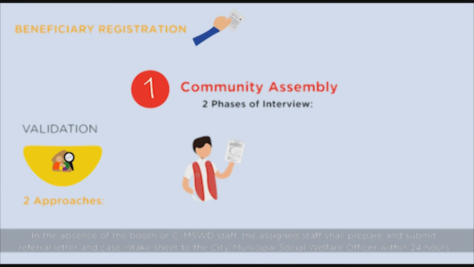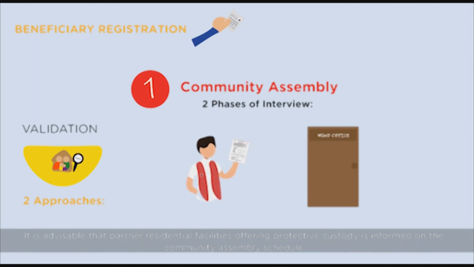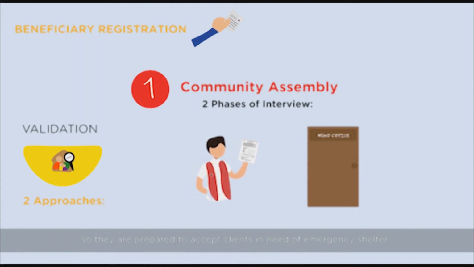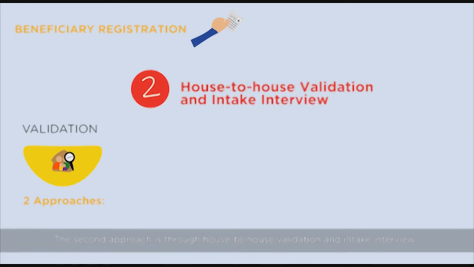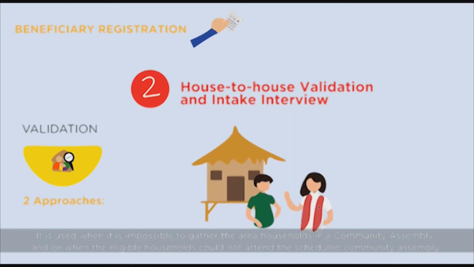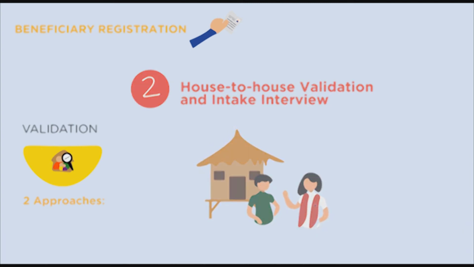In the absence of the booth or CMSWD staff, the assigned staff shall prepare and submit referral letter and case intake sheet to the City Municipal Social Welfare Officer within 24 hours. It is advisable that partner residential facilities offering protective custody are informed on the community assembly schedule so they are prepared to accept clients in need of emergency shelter. The second approach is through house-to-house validation and intake interview. It is used when it is impossible to gather the households in a community assembly, or when the eligible households could not attend the scheduled community assembly.